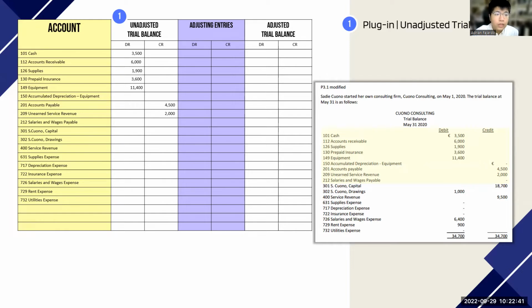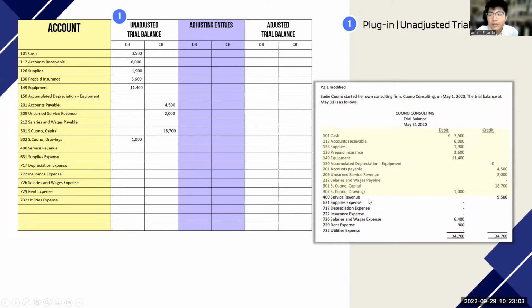And then, third, we plug in our equity. So what represents our equity? Basically, our Kono capital and our drawings. So we plug in our credit of 18,700 in the credit and then 1,000 in the drawing, right? Debit. Then finally, all of the income statements, right?